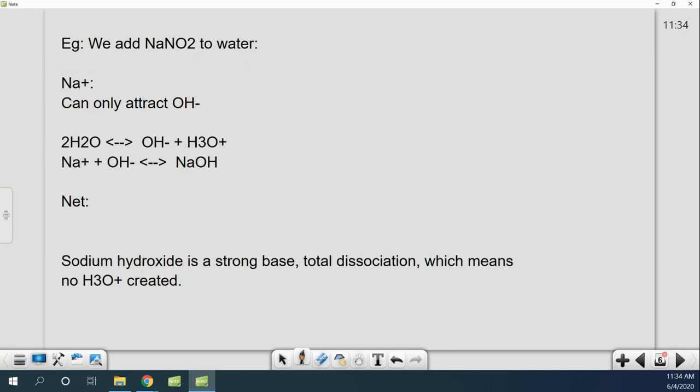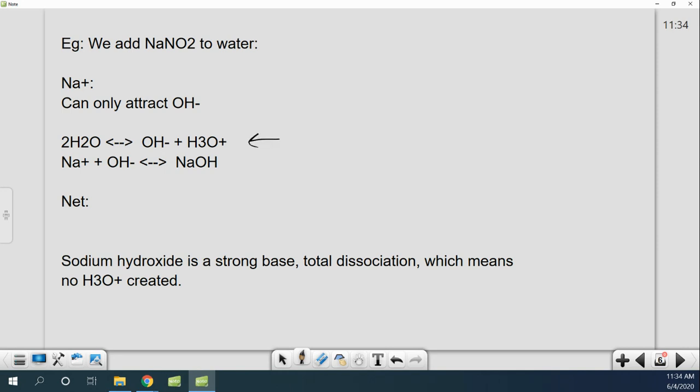One more example here, because it takes a little bit to wrap your head around the process. Sodium nitrite. Yeah, NO2 is nitrite. Sodium nitrite, add that to water. Let's look at sodium first. Sodium, it's a positive ion, right? So it's going to attract the negatives, the hydroxides.